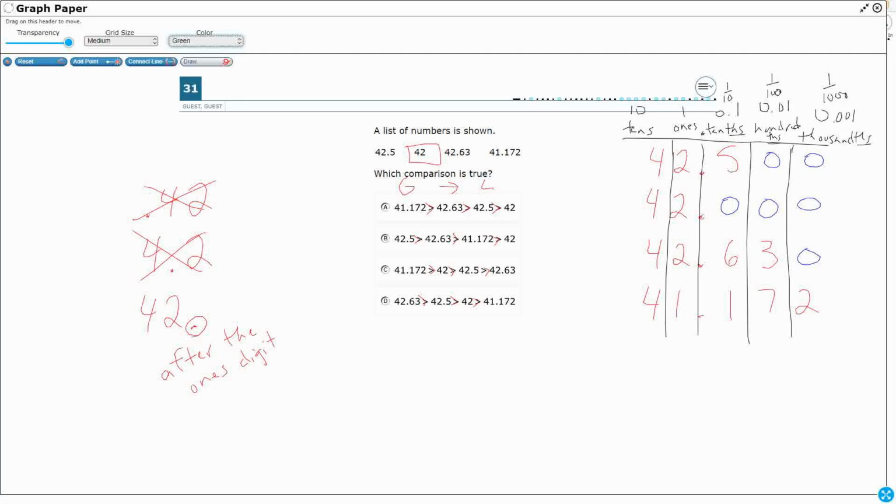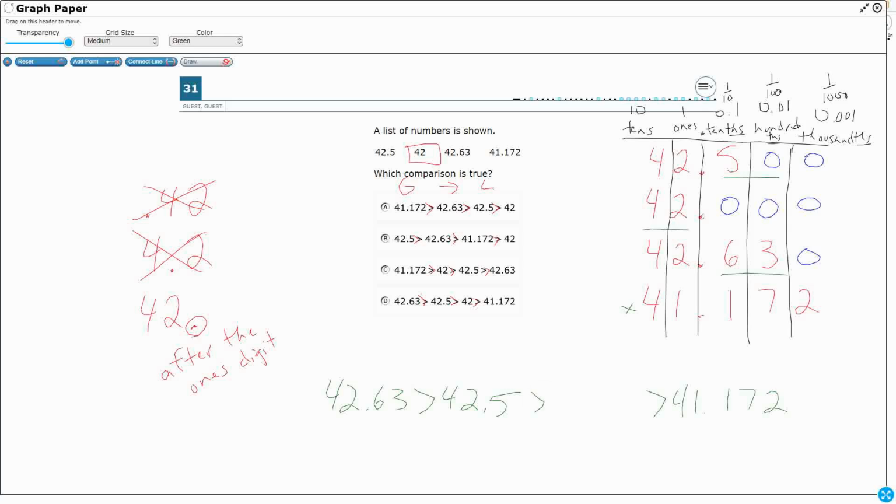So my largest number, it's not going to be this one. That's going to be my last one. That's going to be 41.172 because it's a 41. My largest one's going to be that 42.63, right? That 63 is bigger than the 50 or the 500. 42.5. And then, interestingly enough, this 42.000 is actually third.